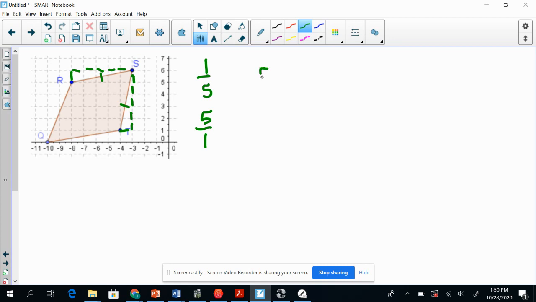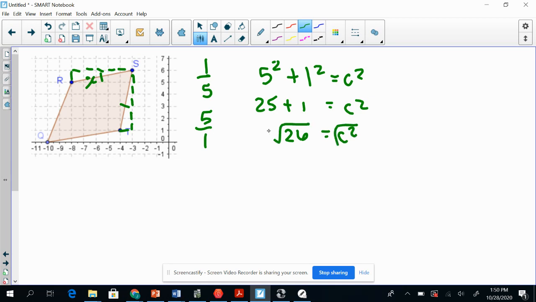But if we do our math, so 5 squared plus 1 squared equals, because remember, it's just making a triangle for your distance. So 1 and 5 is going to give me the hypotenuse, so the length of this hypotenuse. So that's going to give me 25 plus 1, which will give me 26. And we have c squared. We need to get rid of that square off of c, so we're going to take the square root. So the square root of 26 is the length of RS and TS. So this is RS and TS. So we know those 2 are congruent. So that's looking good for a kite.